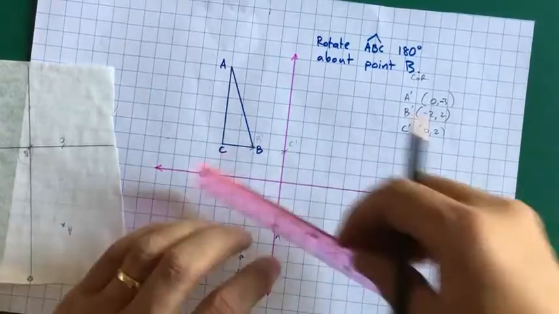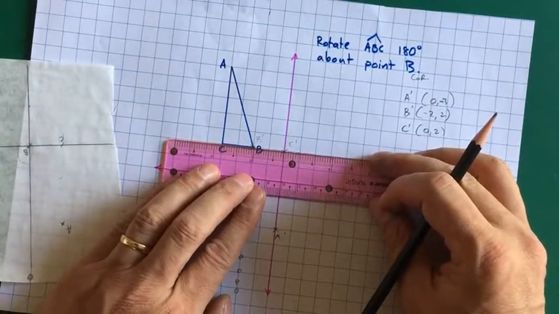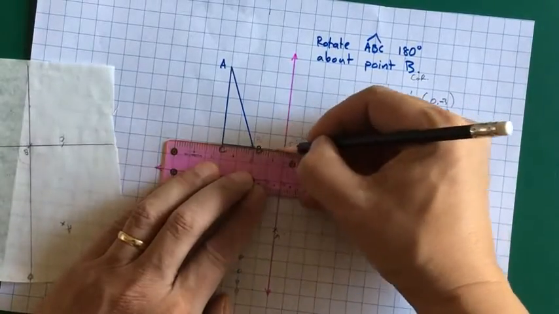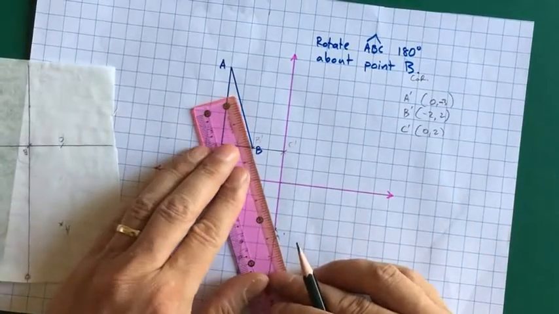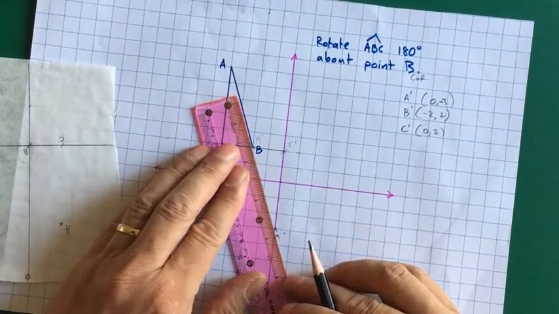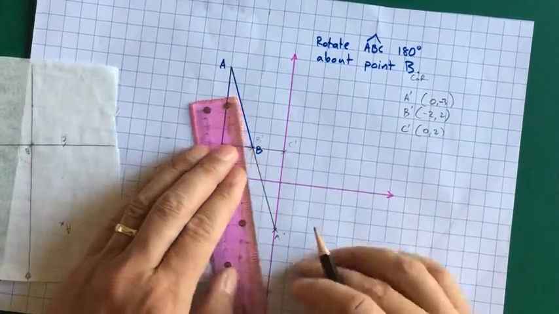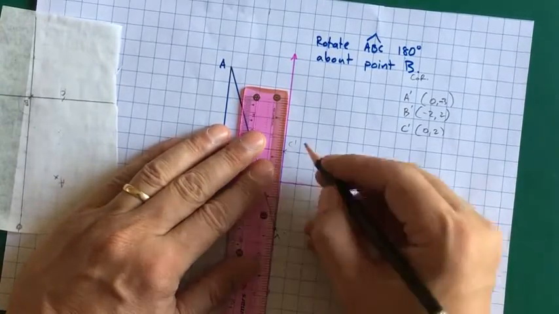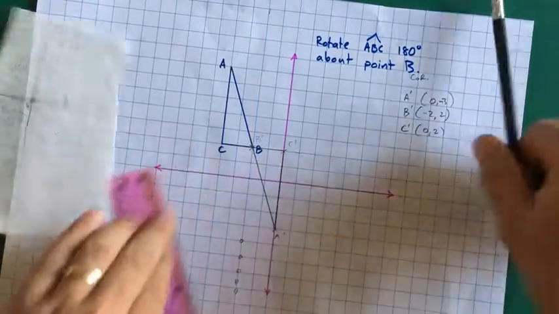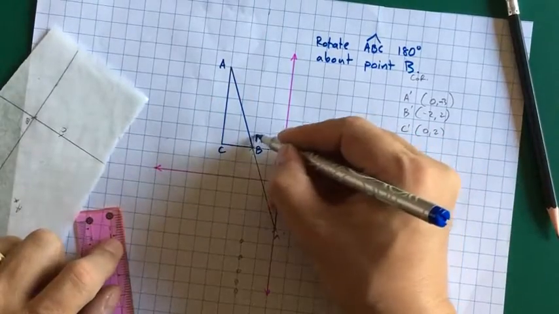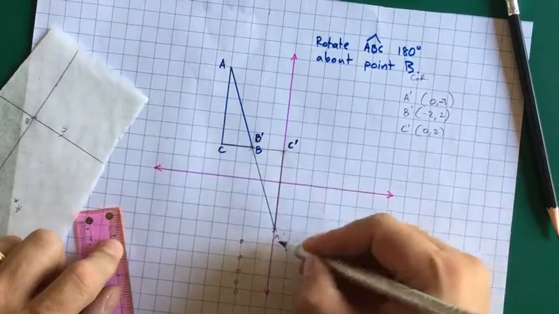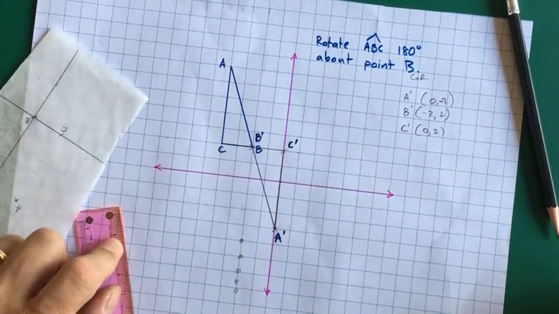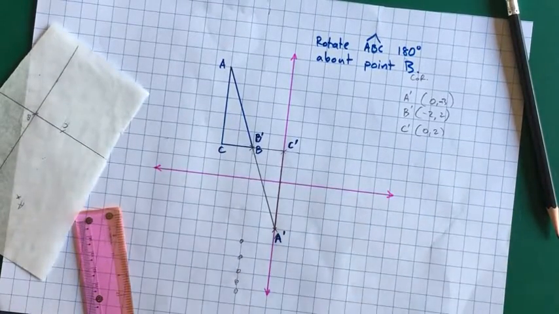So now that I've plotted all the image points, I just have to draw the image of triangle ABC. The image of triangle ABC is, of course, triangle A dash, B dash, and C dash. All I need to do is label each of the points. And that's all you have to do. Job done.